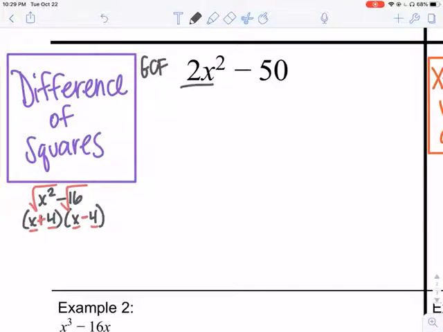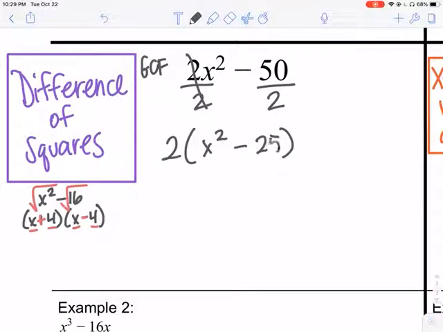I look here and I see that they're both divisible by 2. So I'm going to go ahead and take that 2 to the outside. That leaves me with x squared minus 50 divided by 2, which is 25. Right? From here, I can see that x squared is a square and 25 is a square, and it's minus, so that makes this the difference of squares.